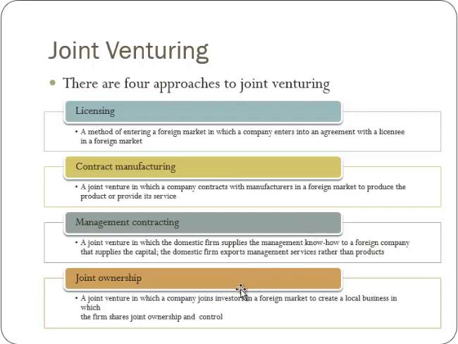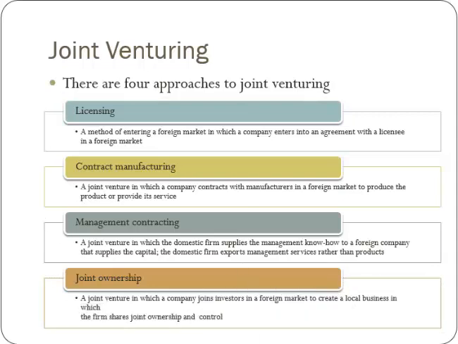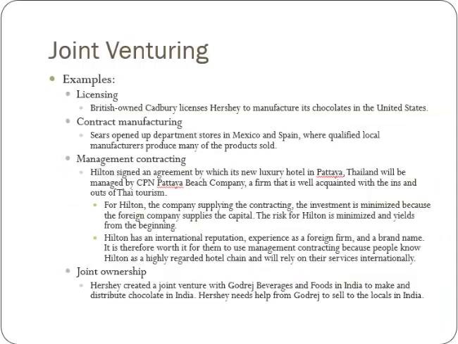And then there's joint ownership, where a company joins investors in a foreign market to create a local business in which the firm shares joint ownership and control. Again, another car example, Daimler and Chrysler, where Chrysler and Daimler, who was the maker of Mercedes, actually merged and became one company, and they used their joint marketing practices in both countries. Here are some examples of licensing. British-owned Cadbury licenses Hershey to manufacture its chocolates, Cadbury chocolates, which are then manufactured and sold by Hershey in the United States. Contract manufacturing, an example would be Sears opening up department stores in other countries like Mexico and Spain.